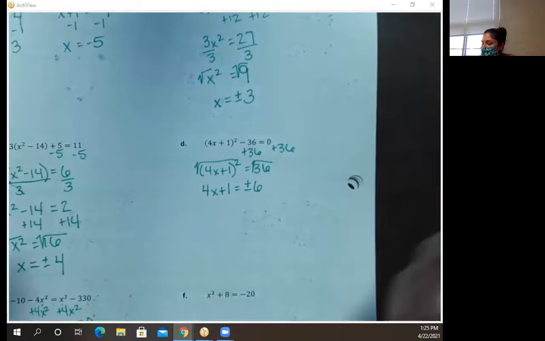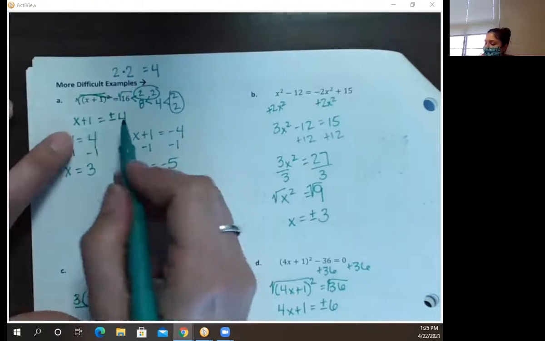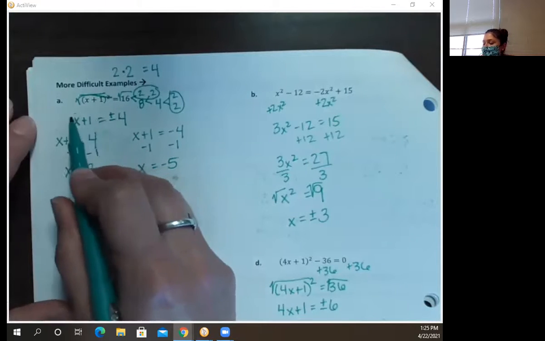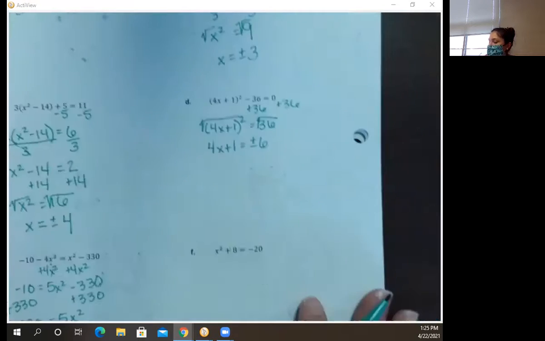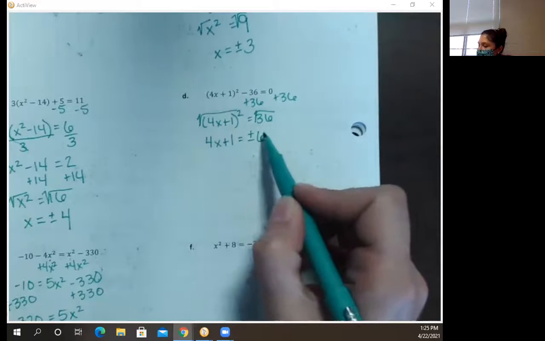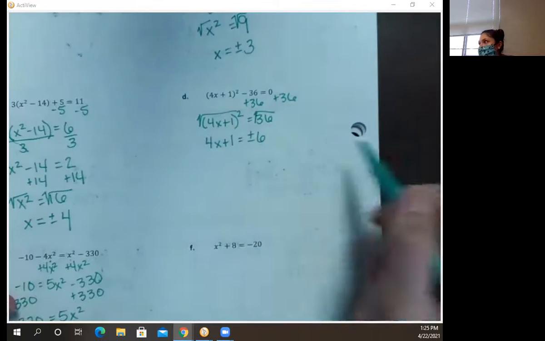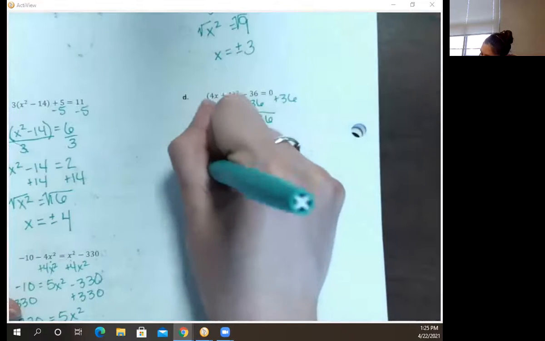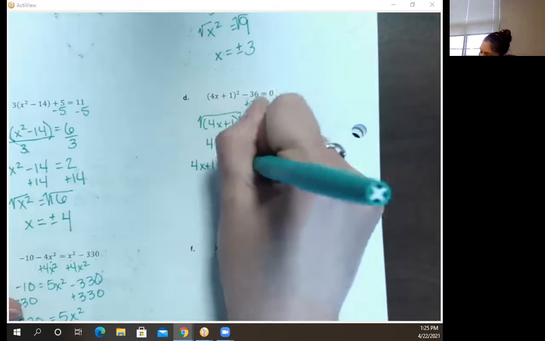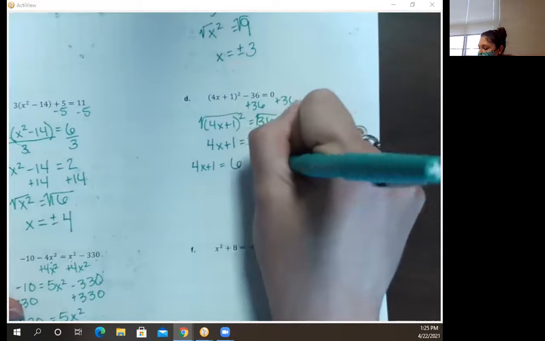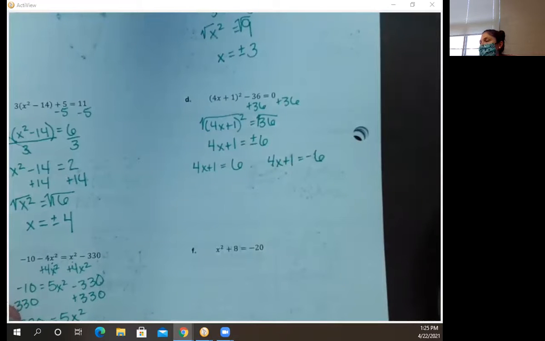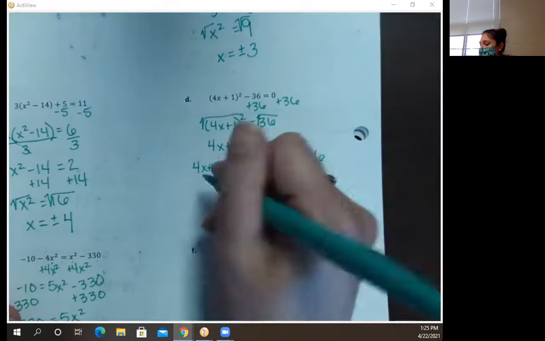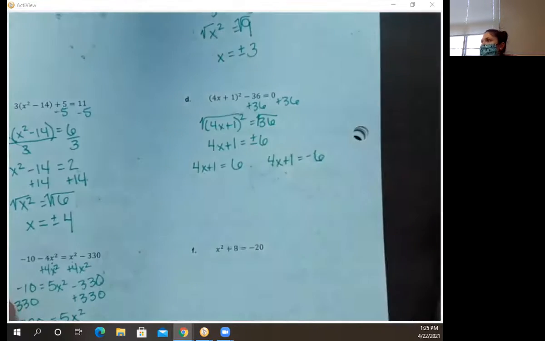And now we're in the same situation that we were in here. I've got something besides x equal to plus or minus a number. Something besides just plain old x equals plus or minus a number. So at this point, I've got to split this up. So 4x plus 1 equals positive 6, and 4x plus 1 equals negative 6. I've got to split this up. And then for each of these now little baby equations, I'm going to solve for x.